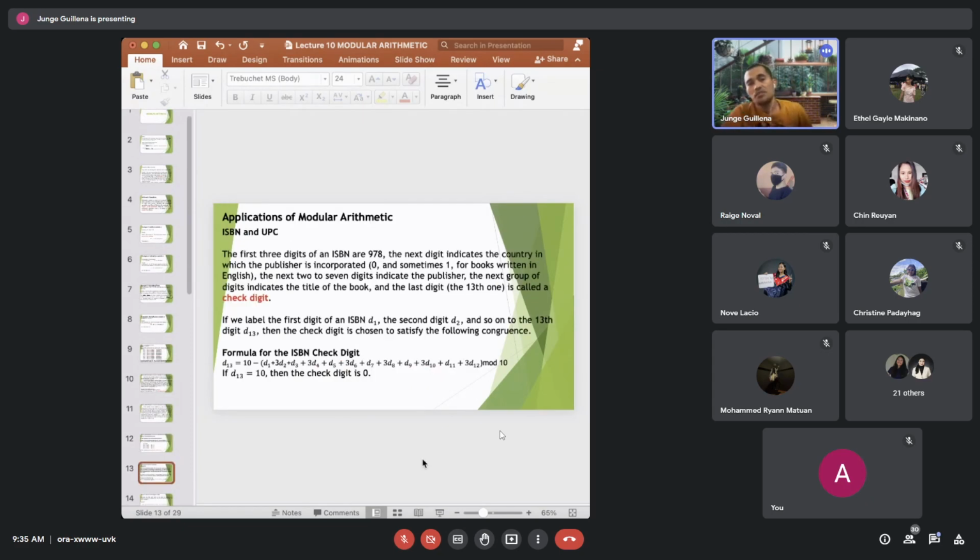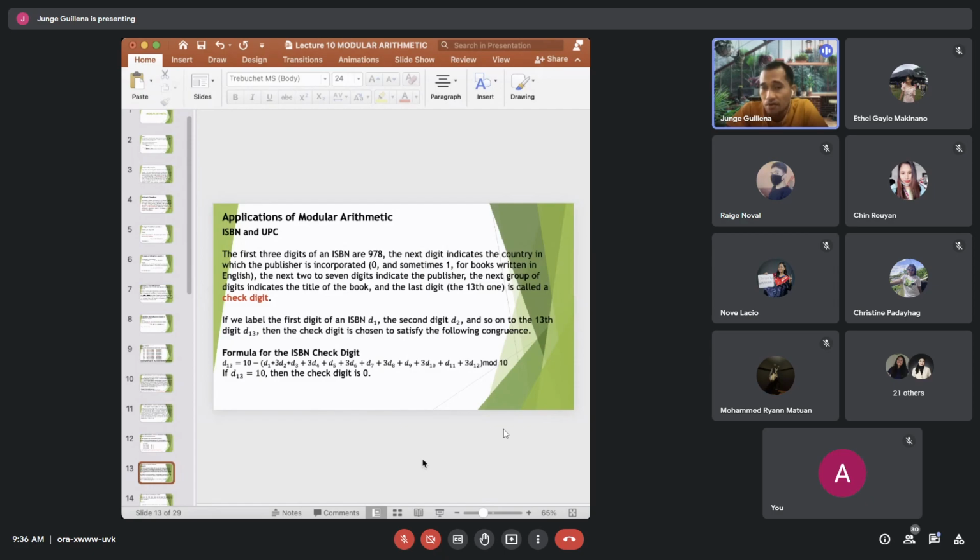Okay, so let us now proceed to the applications of modular arithmetic. There are four: ISBN and UPC, credit card, and the last one is cryptology. ISBN and UPC are very important as identifiers. The ISBN can be found at the back portion of any book. Then UPC, also known as the product code or the barcode, can also be seen at the back portion of any product.